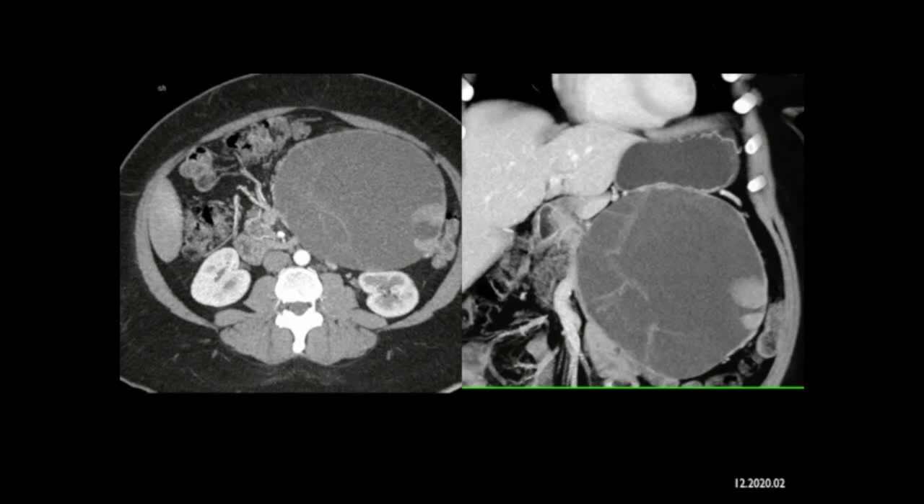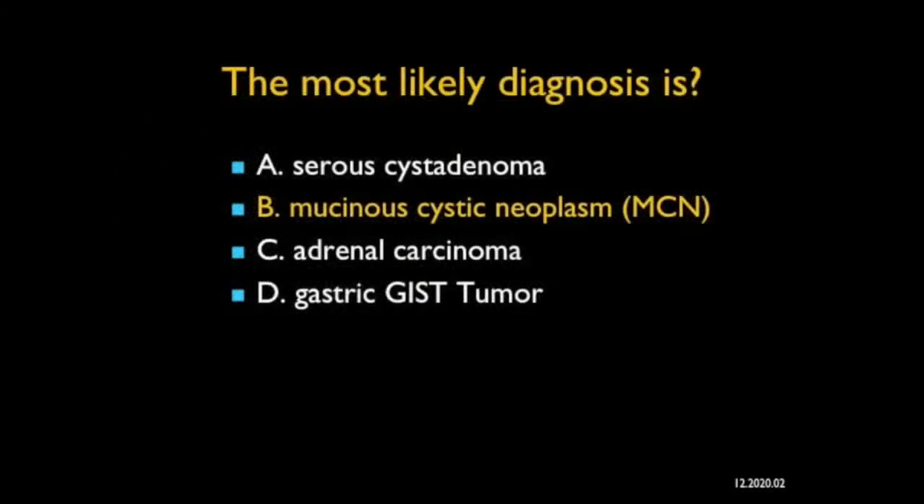But what I like here is there's a solid component at about 3 o'clock, and there's septations. Remember, when you think about mucinous cystic neoplasm, it has ovarian stroma, and that's why you have septations. The solid component ended up being high-grade dysplasia with a mucinous cystic neoplasm, or MCN. Just a wonderful, wonderful example.